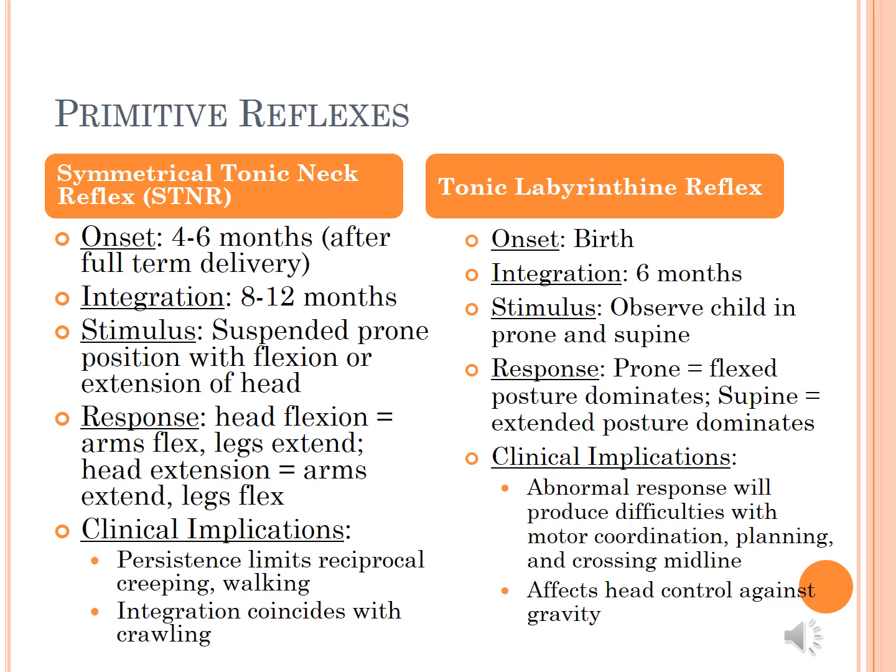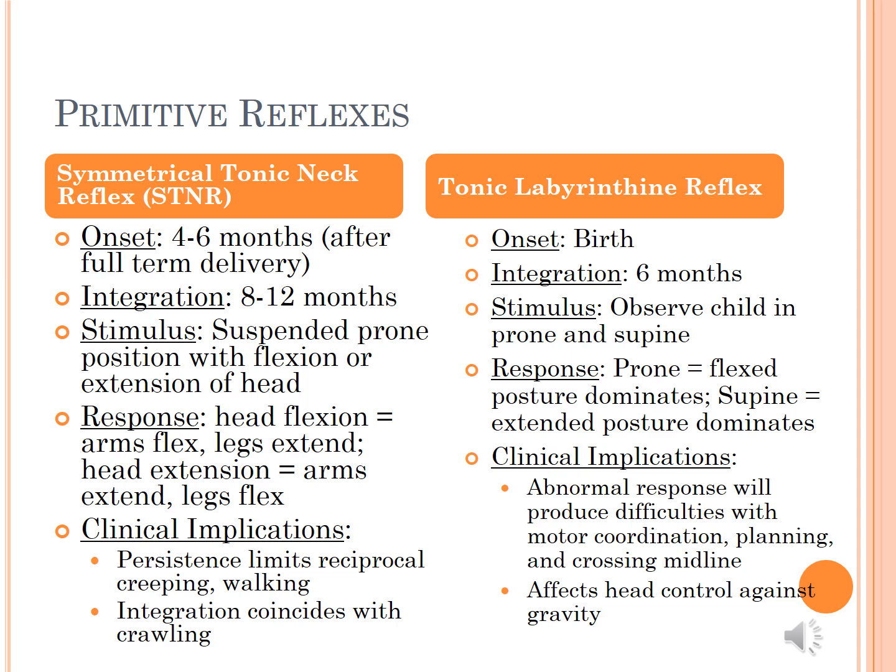For the symmetric tonic neck reflex, this one's a little bit harder to think about, but we've got some pictures on the next slide that you can look at. Onset is a lot later, so about 4 to 6 months old, kind of around when the tonic labyrinthine reflex integrates, and it goes away around 8 to 12 months. It's a pretty big range, but it varies depending on the development of the kid.